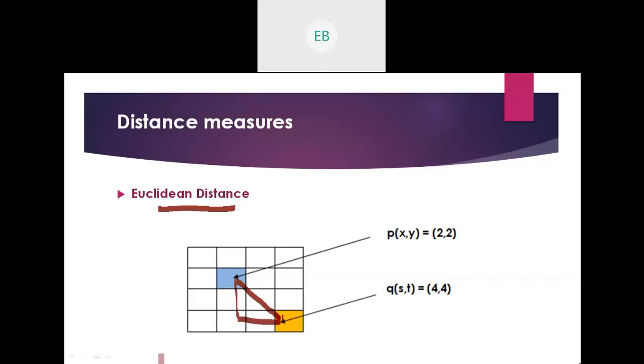Do you remember the Pythagoras theorem? This triangle shape, this is the Pythagoras theorem. What was the Pythagoras theorem? Yes, ma'am, A square plus B square equals C square. Okay, fine. You remember the concept, right?